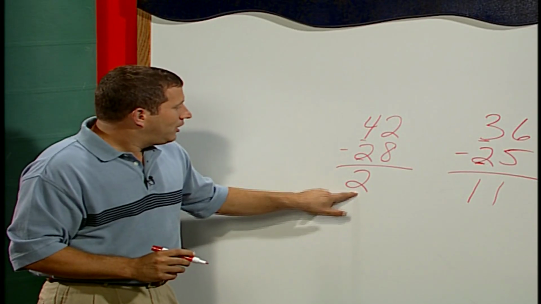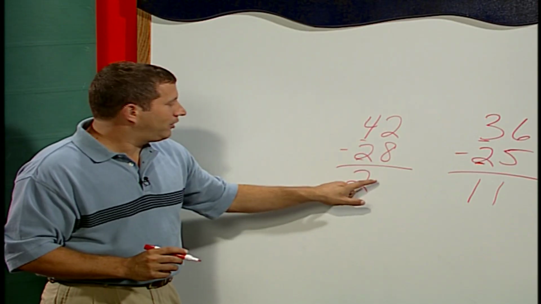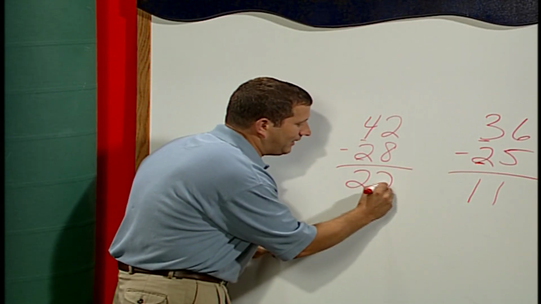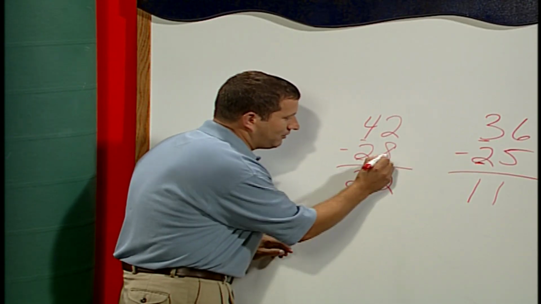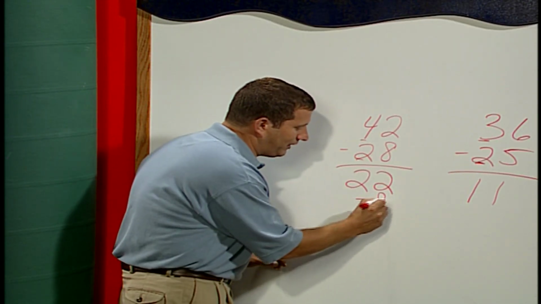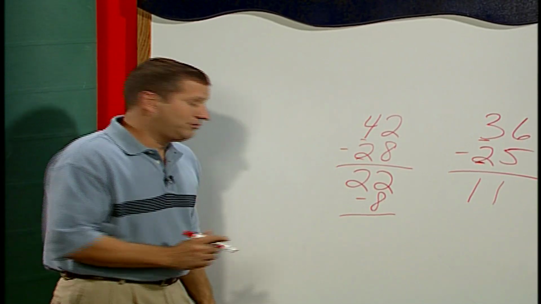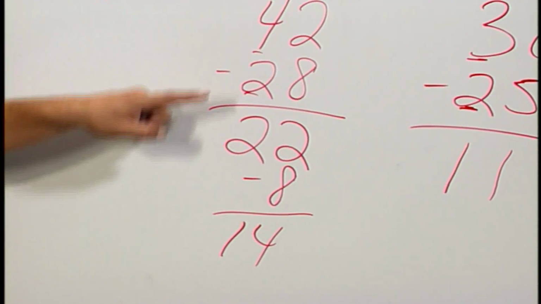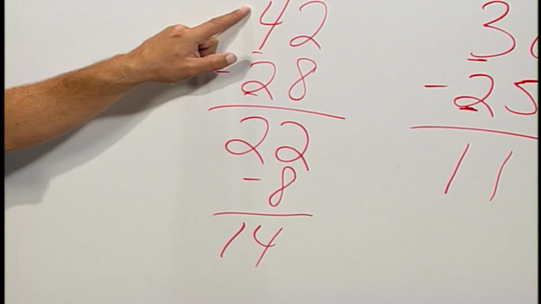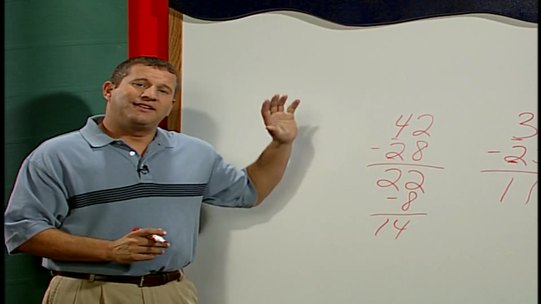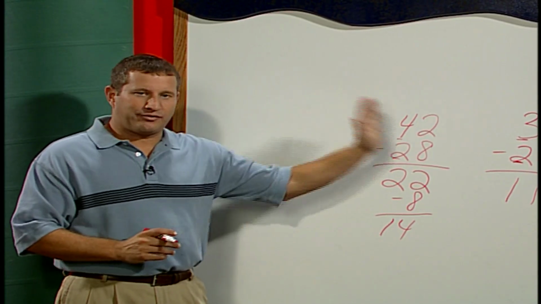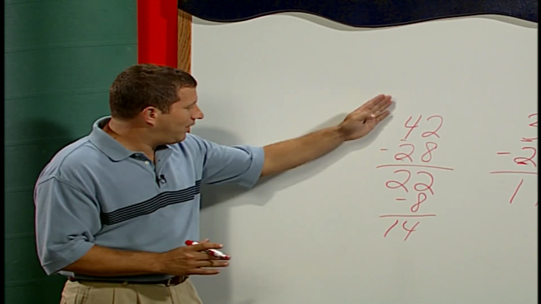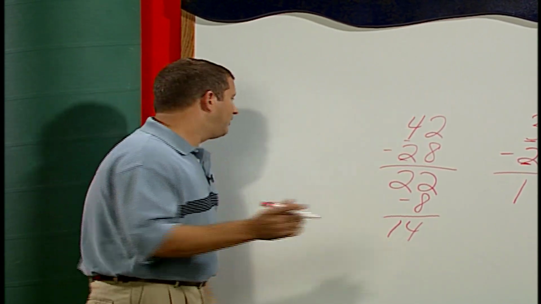And now, to figure out what to do here, the trick is just drop this number down to right here and subtract this number right here. So what's 22 minus 8? It's 14. And if you check this, 14 plus 28 does in fact equal 42. The only difference by subtracting left to right like this is that you can, once again, do it in your head, and it helps you with your place value as well. Let me give you one more example.